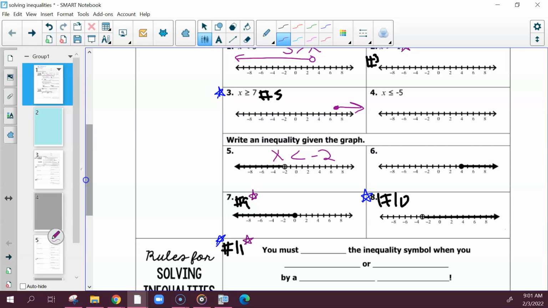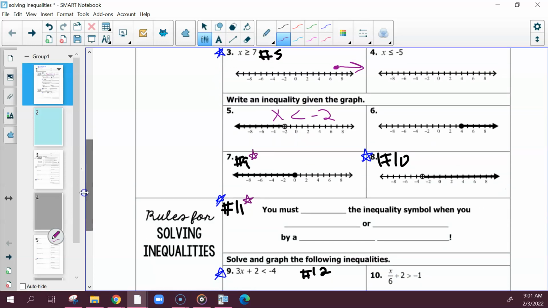If you're not sure if it's less than or greater than, pick some of the numbers that fall on the arrow. -6, is that less than or is that greater than -2? It's less than, so it'd be less than. For number 7, we know this is at 0. What would our symbol be? Less than or equal to. Right. Questions on that?